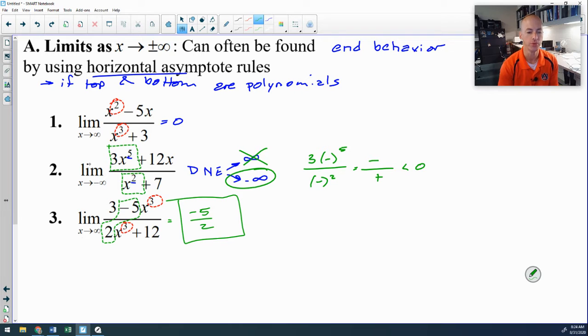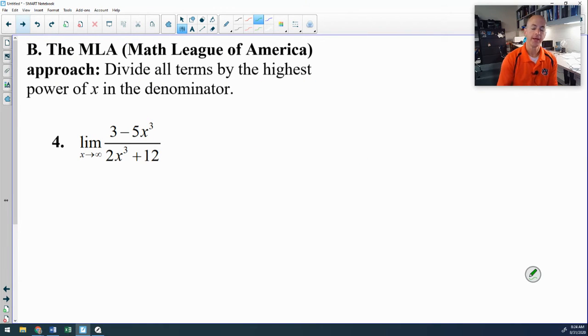And remember, these rules are only if x is going to infinity or negative infinity. If x is approaching a number, then these rules do not work. So don't accidentally try these degree rules if it's not approaching infinity. Okay. Another way to do this, and this is the more mathy way of doing it, I call the Math League of America, which really doesn't exist. I just made that up. But the true math way of answering these takes more time, but it's a little bit safer.